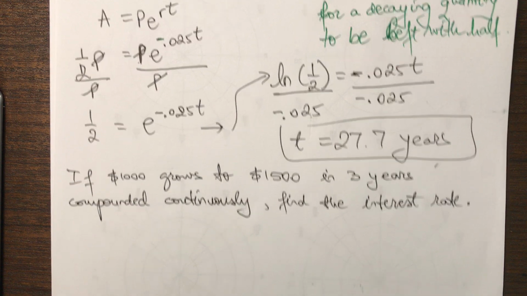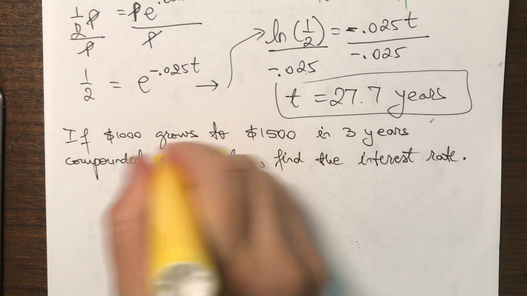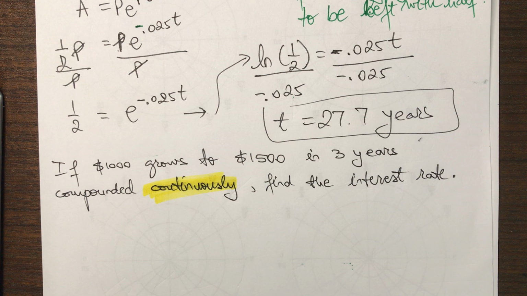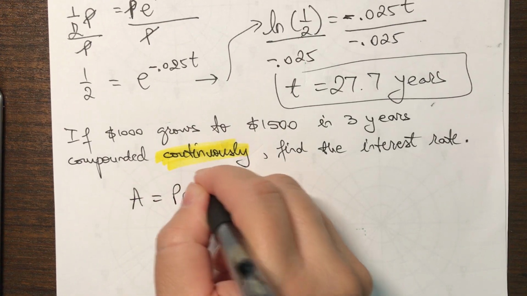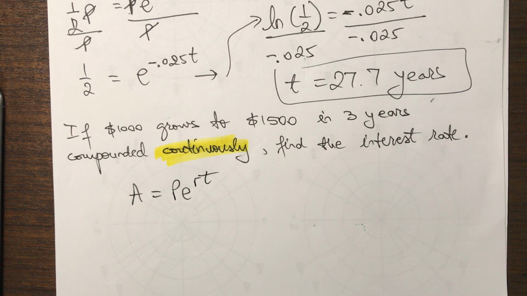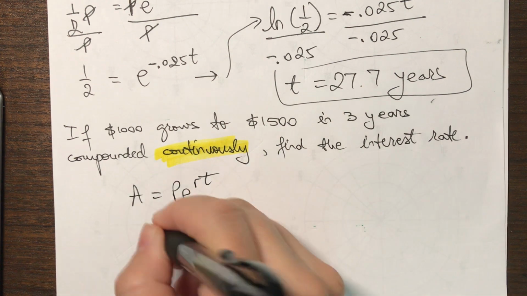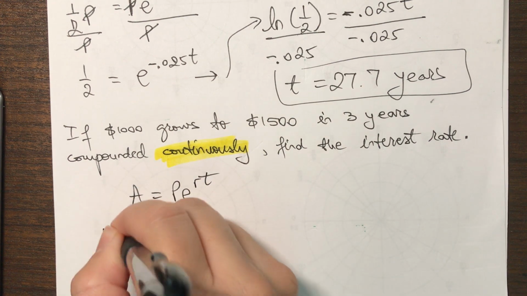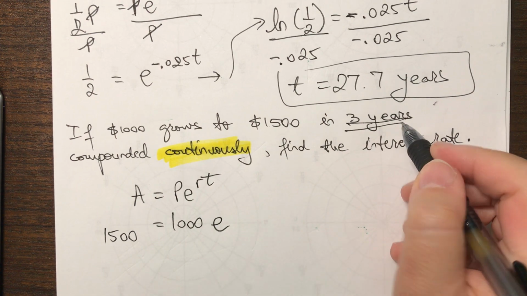Okay. All right, last problem, and this is it. It says if $1,000 grows to $1,500 in 3 years, compounded continuously, find the interest rate. So again, continuously, there you go, there's my formula, right? Okay, so I have $1,000 I'm starting with. This one grows to $1,500, compounded continuously. We know the time this time.